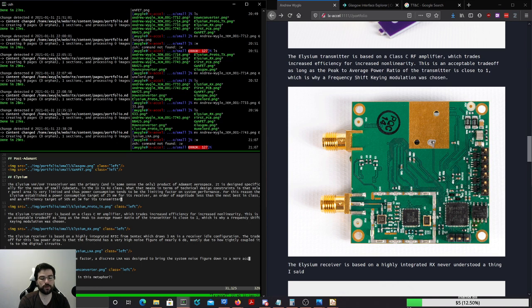To a more acceptable value of less than 2 dB. The LNA is powered via a bias T, which is a load option on the main Elysium board.